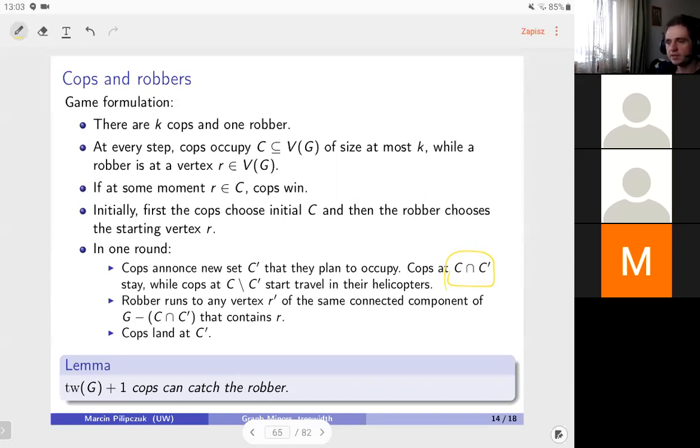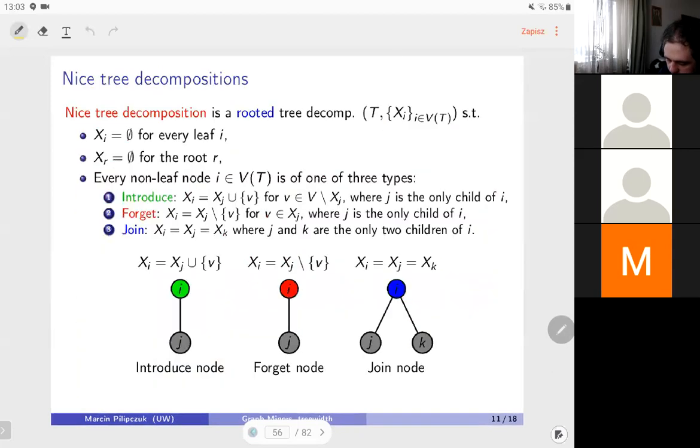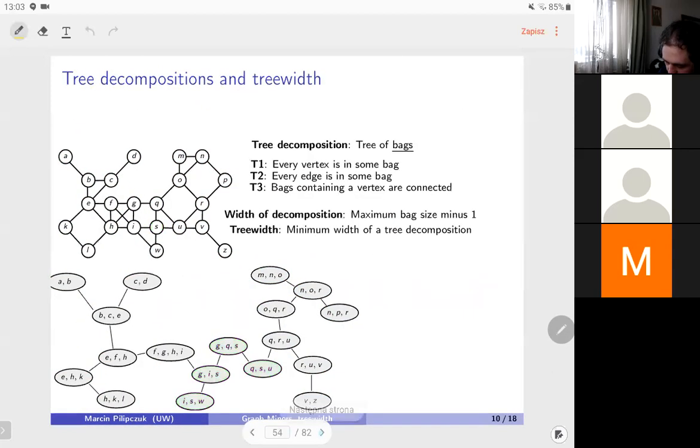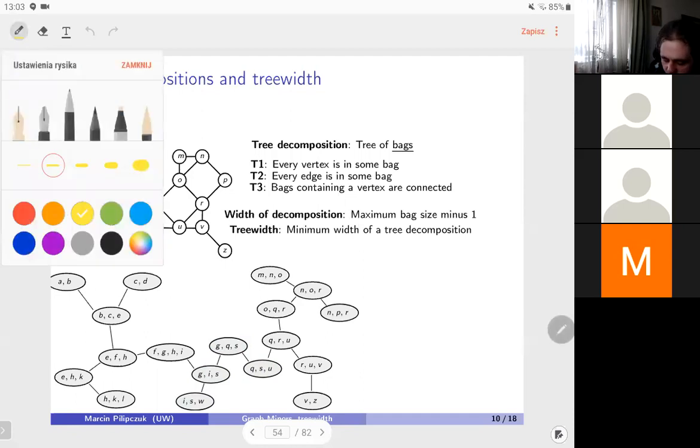The tree decomposition is sort of a strategy for how to corner the robber on one side of the graph. So let's go back to our example. I hope the definition of the game is clear. Let's go back to this picture. Here the maximum bag size is 4. I want to show an example, a proof by example, that the cops can actually catch the robber.